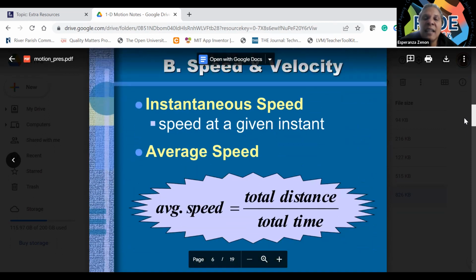You can have instantaneous speed, or speed at a given moment. That's not something you would be calculating. You would have to be given instantaneous speed. And most of the time, if you're given a value for speed and they don't specify that it is average, they're talking about instantaneous. But how do you find average speed? Total distance over total time. So remember, average looks at the total or the whole trip. Instantaneous looks at one moment during the trip.